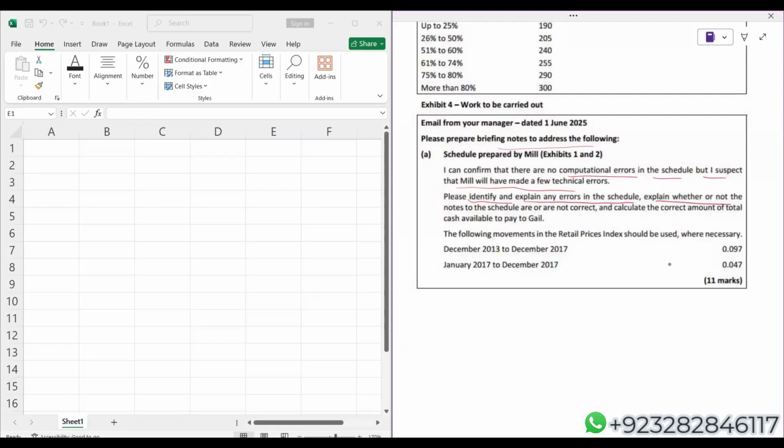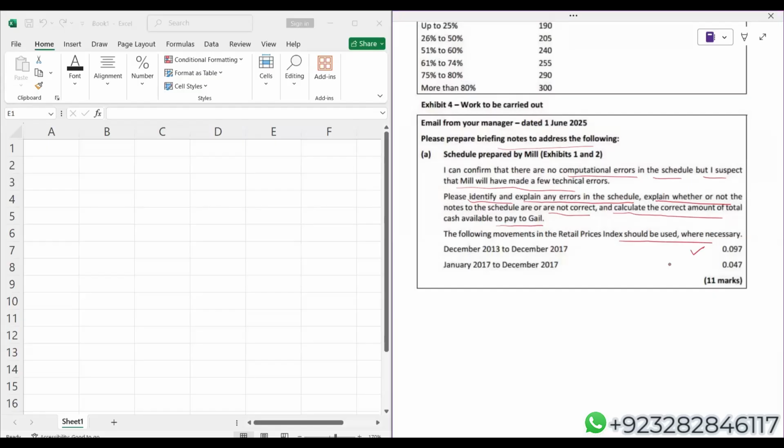Explain whether or not notes to the schedule are or are not correct, and calculate the correct amount of total cash available to pay to Gail. The following movements in the retail price index should be used where necessary from December 13 to December 17. They have given us the indexation factor.